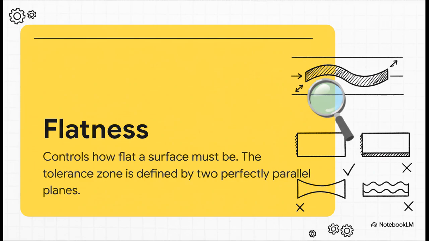First up, an easy one, flatness. It's simple but super important. All it does is create a zone between two perfectly parallel imaginary planes. The entire real surface of the part has to lie somewhere in that tiny gap. It's how you guarantee a surface has no weird waves or bows in it.